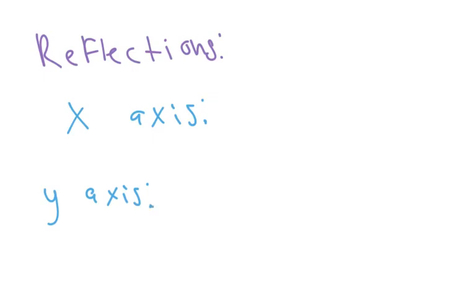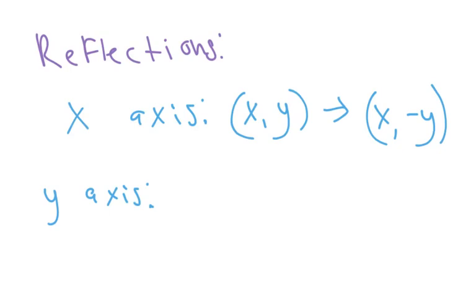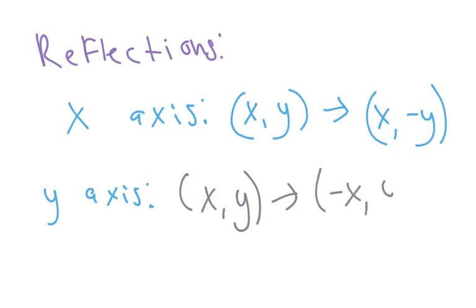So when we reflect over the x-axis, we have our x, y value, and that becomes x, opposite y. So don't get confused, because you'd think maybe when you're reflecting over the x-axis that the x value would change, but really the y value is what changes. So what do you think? When we reflect over the y-axis, what do you think is going to happen? Well, we are going to have opposite x, y. So the y value does not change, but you have to take the opposite of the x value.